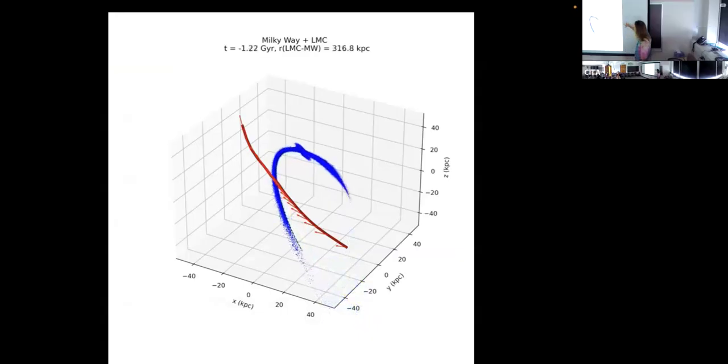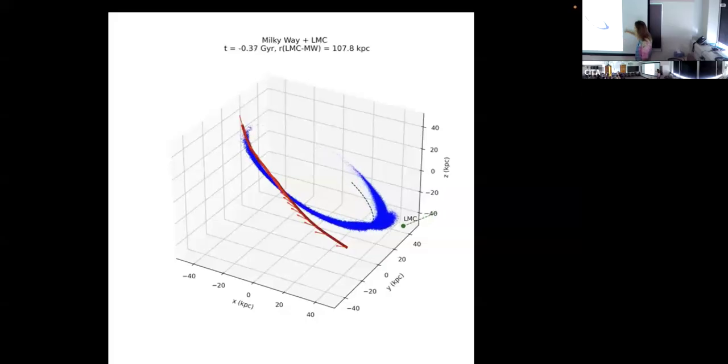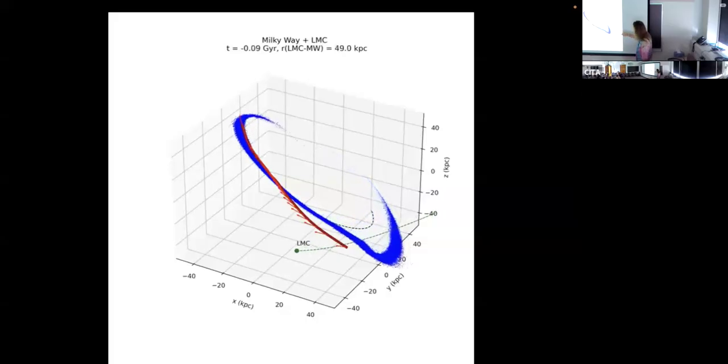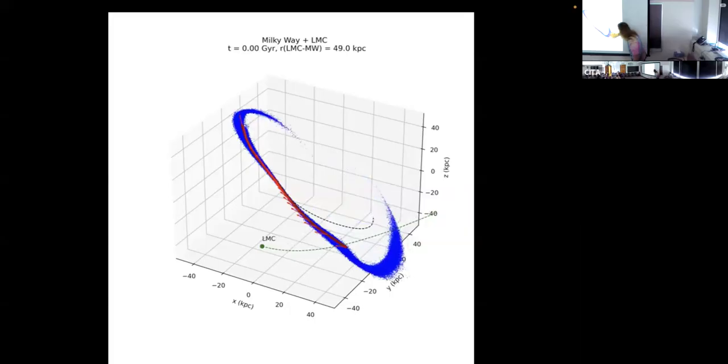And as you can see right now, it's orbiting the Milky Way, and at some point the LMC comes from the Atlantic Sea and passes through quite near to the stream. And you can see that it affects the southern part of the stream quite a lot.